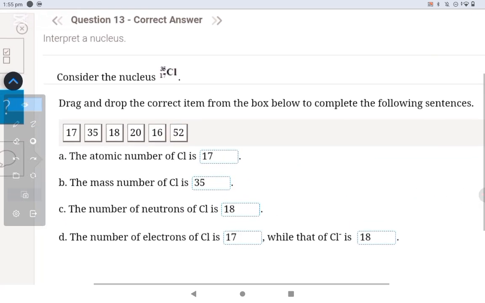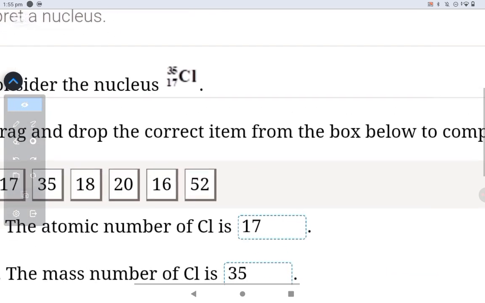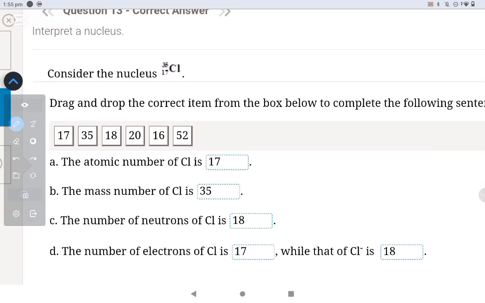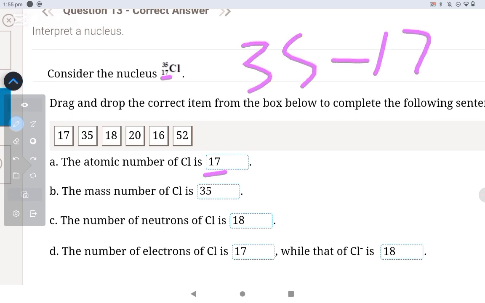Atomic number of chlorine: we said atomic number will always be the same. We have 17, which is the protons, so atomic number 17. Mass number of Cl is the one on top, so we have 35. The number of neutrons of Cl is the mass number minus the atomic number, so 35 minus 17, which gives 18.